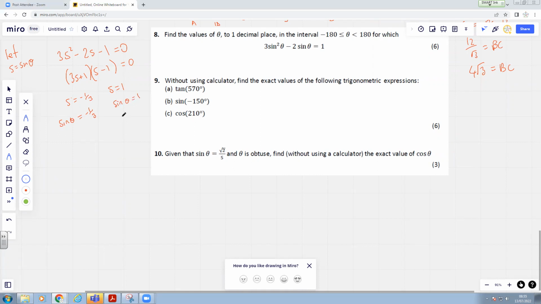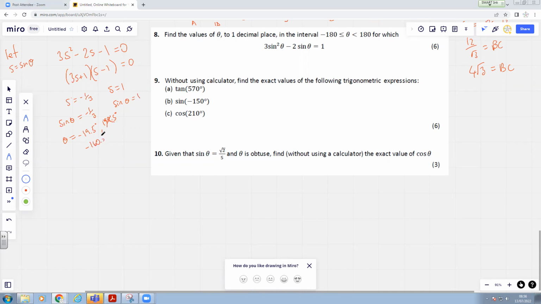So I'm just going to invert that at the end. For sine theta is minus a third, the first answer you get actually is minus 19.5. But then you do 180 minus, and you get 199.5, because you do 180 minus minus 19.5. Now, unfortunately, that answer is outside the range, so we'll ignore that. But you could take away 360 from it, and you get minus 160.5.